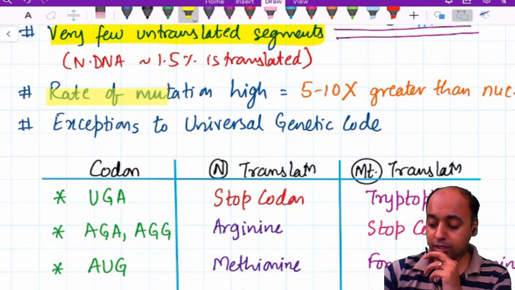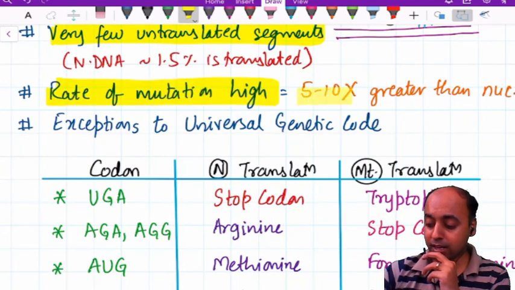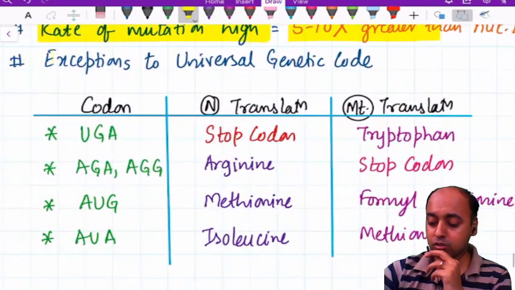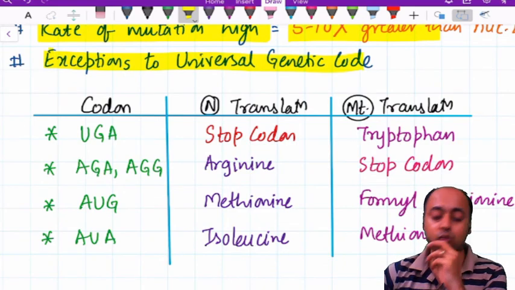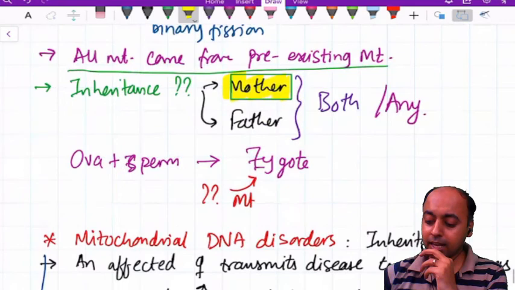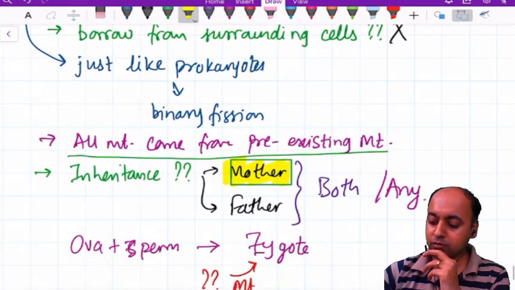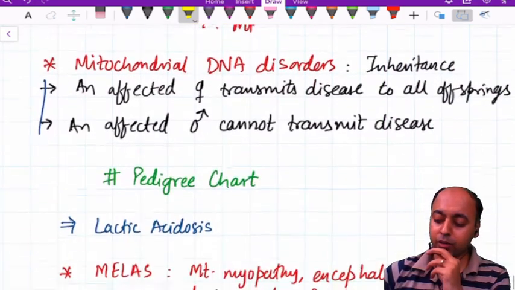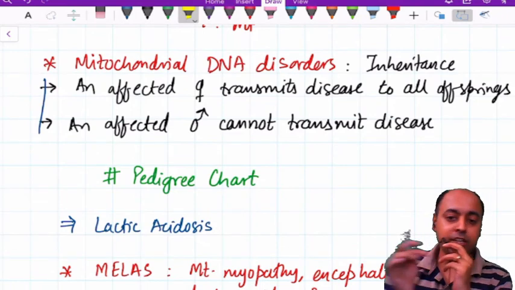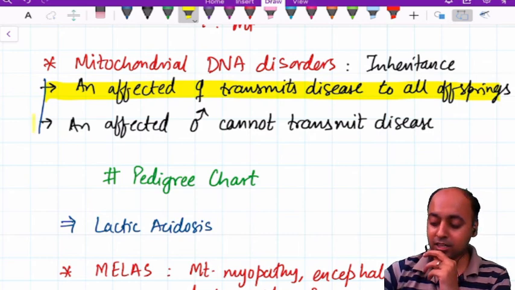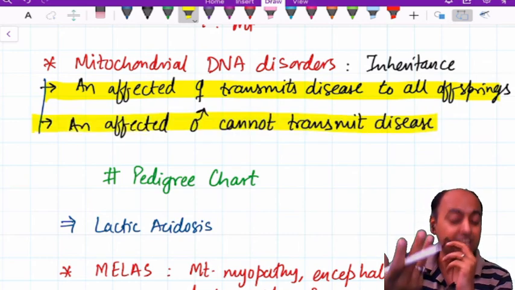In comparison to the nuclear DNA, the rate of mutation is 5 to 10 times higher. And lastly, it shows certain exceptions to the universal genetic code, and we listed those exceptions in the form of a table. Please make note of this table. Lastly, we said that all mitochondria come from the ovum's mitochondria, and inheritance is exclusively from the mother. So when we talk about the mitochondrial DNA disorders, we notice a peculiar inheritance pattern. An affected female is able to transmit the disease to all the offspring, whereas an affected male is unable to transmit the disease because he is not transmitting the mitochondria.